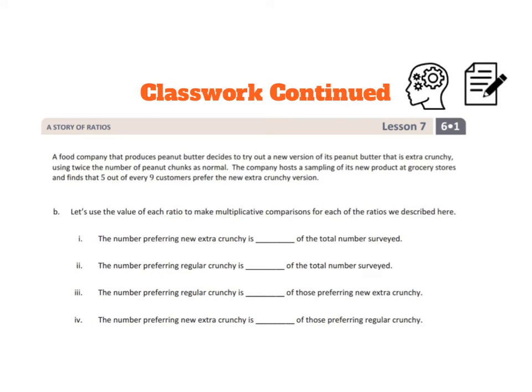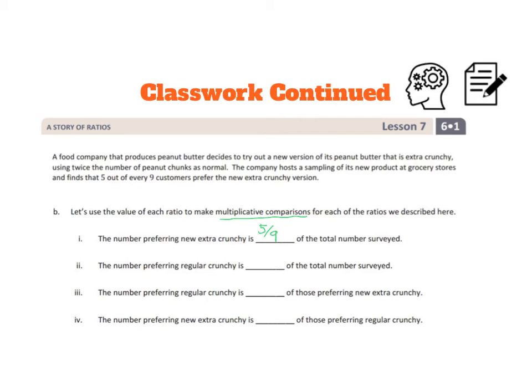The company hosts a sampling. So that's the same information we just got. So let's use the value to make multiplicative comparisons for each of the ratios we described here. The number preferring new extra crunchy is 5. Oh, this is where we're going to use the fractions. 5/9 of the total number surveyed.